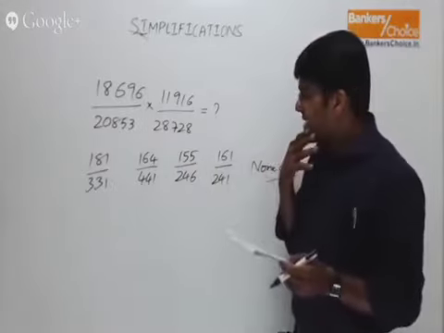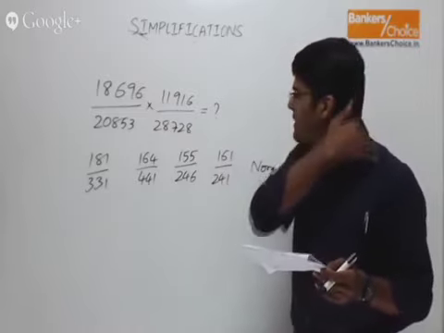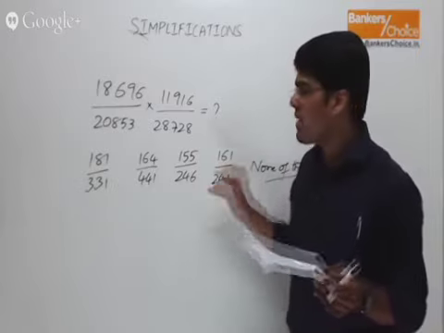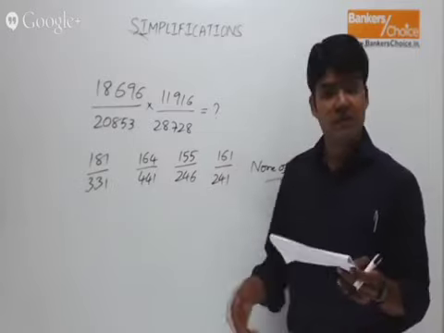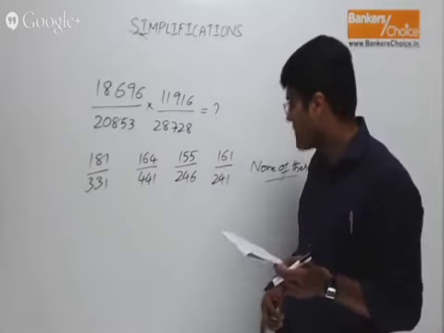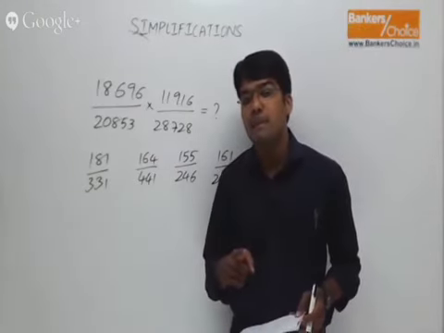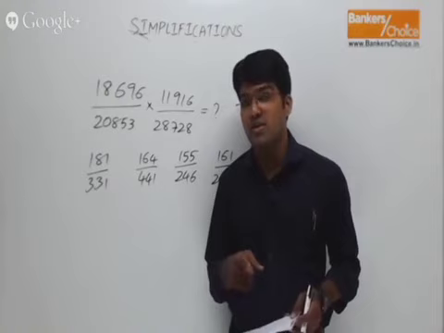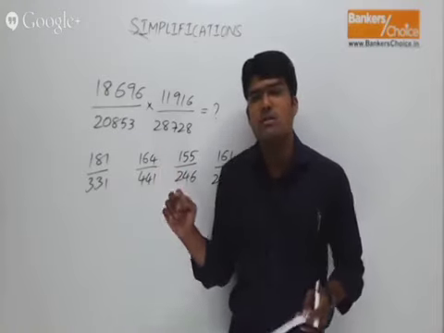So 18,696 divided by 20,853 multiplied by 11,916 divided by 28,728 equals what? Options are 181 by 331, 164 by 441, 155 by 246, 161 by 241, and the fifth option is none of these. Remember, the units place method does not work in case of division, as in the given question here, right? So just think of it.